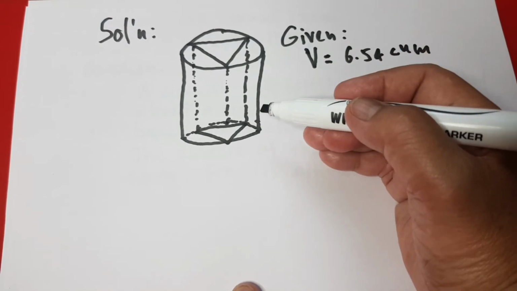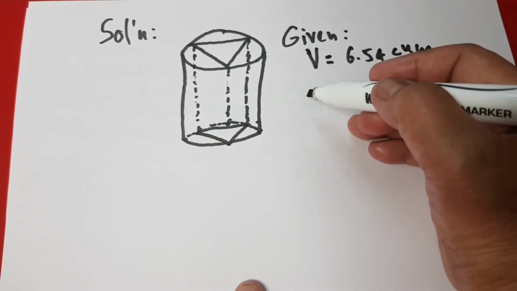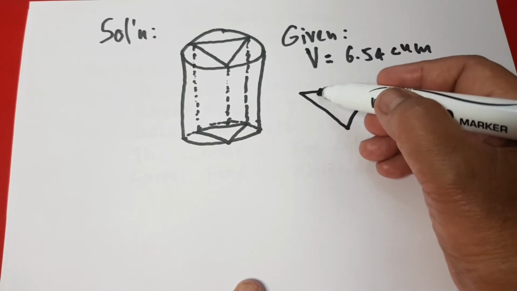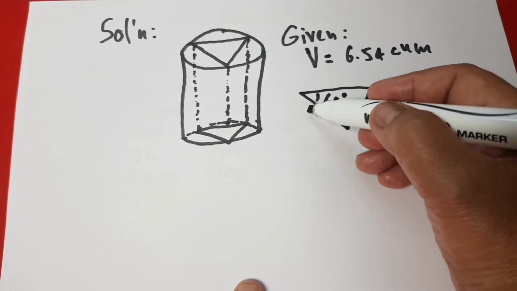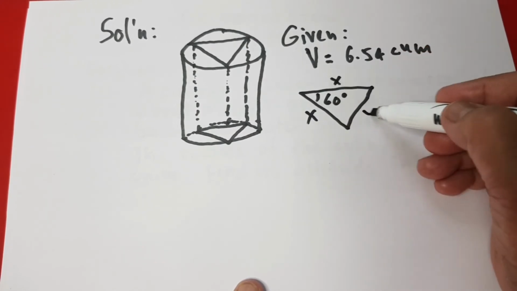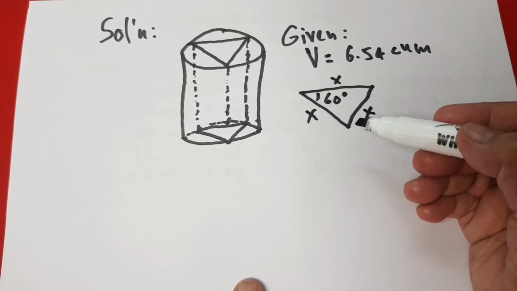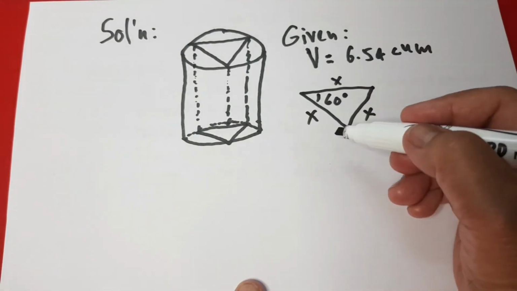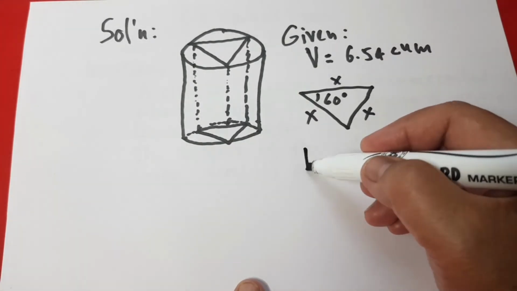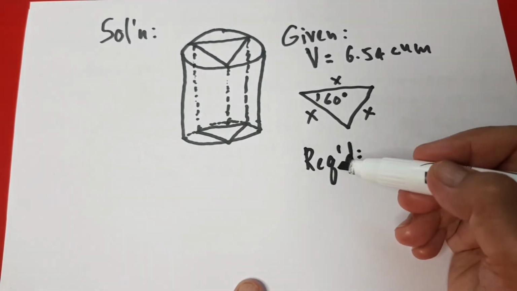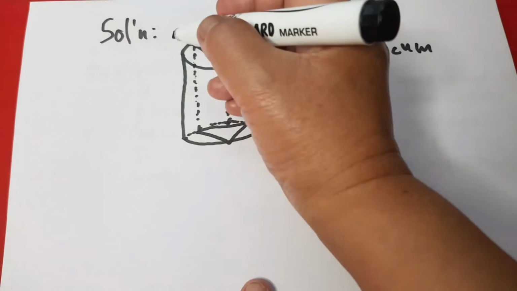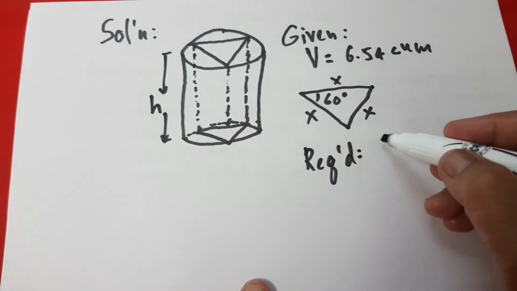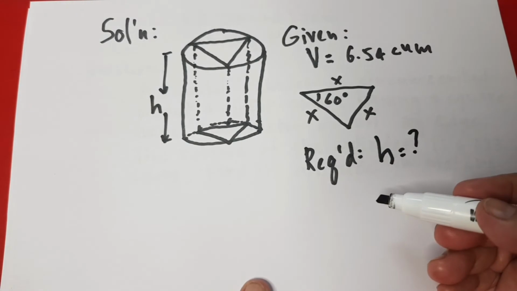Now, since this is an equilateral triangle, meaning this side, and this side, and this side, the sides are the same, and each angle is 60 degrees. So what is required here? The altitude of the cylinder. If this is the altitude of the cylinder, what is required is the altitude or the height of the cylinder.